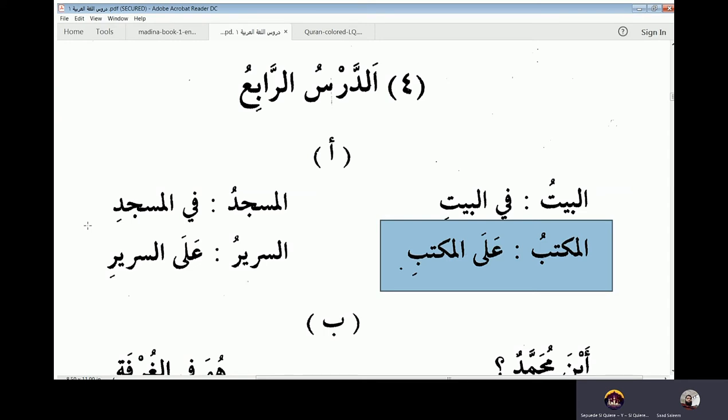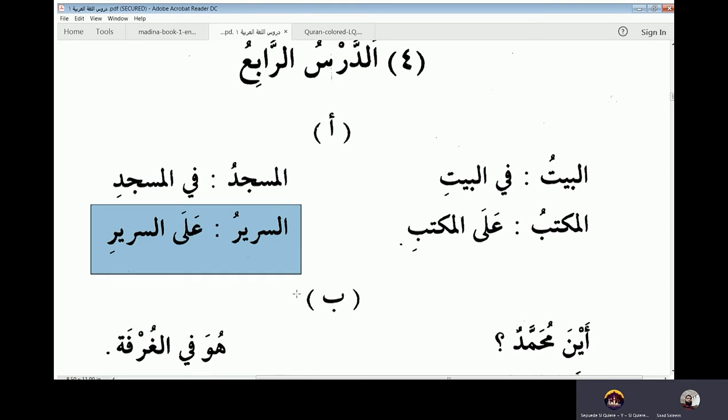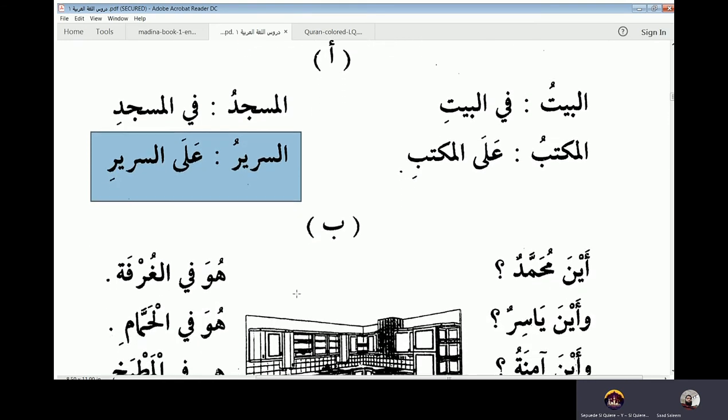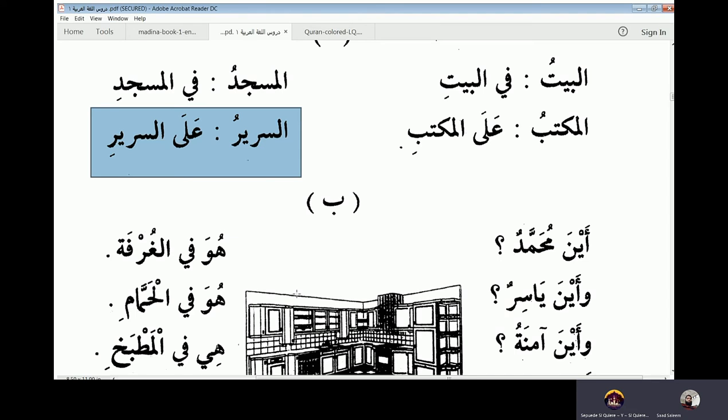Al-maktabu, the desk. Ala al-maktabi, on the desk. Al-sariru, the bed. Ala al-sariri, on the bed.